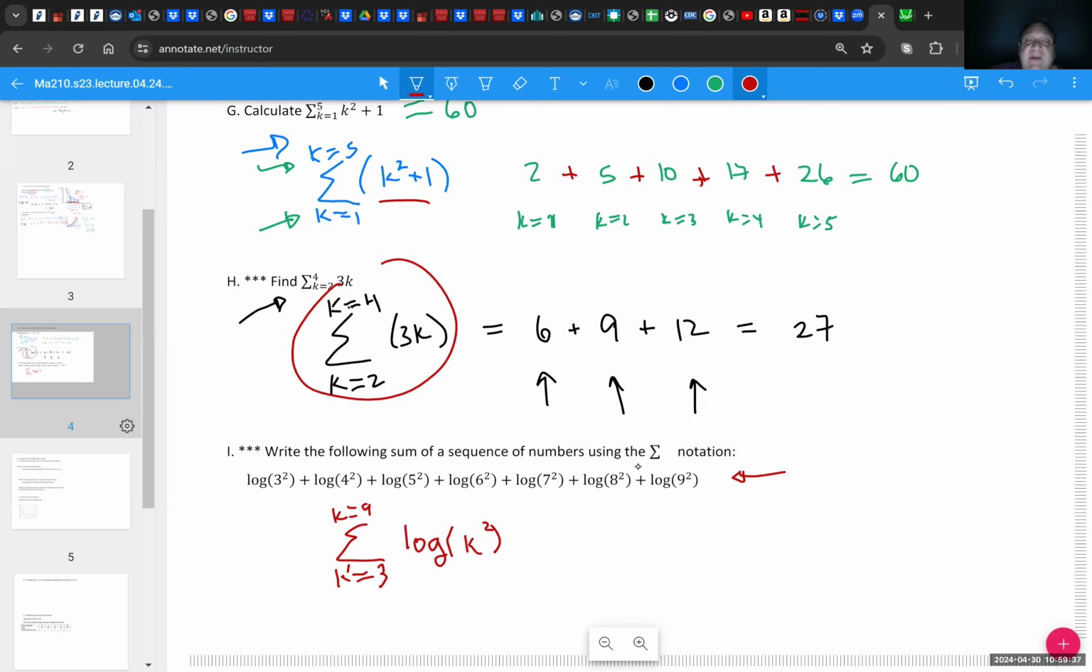We've written this sum out using the sigma notation, instead of writing out each individual thing added together.